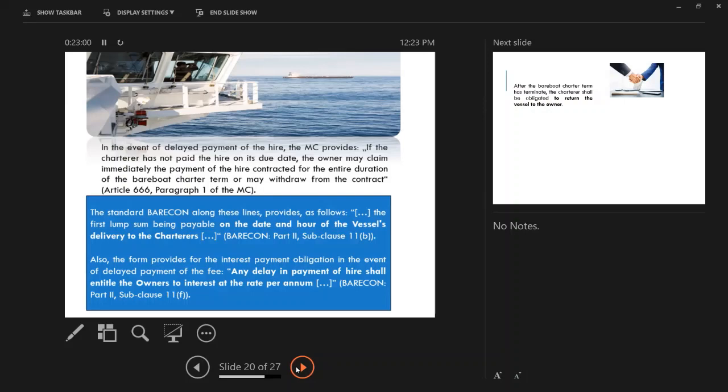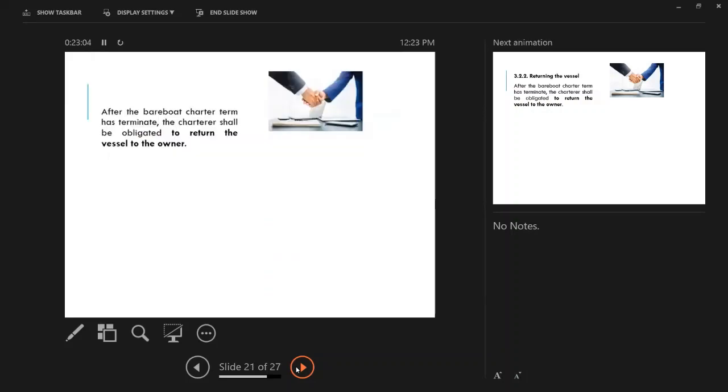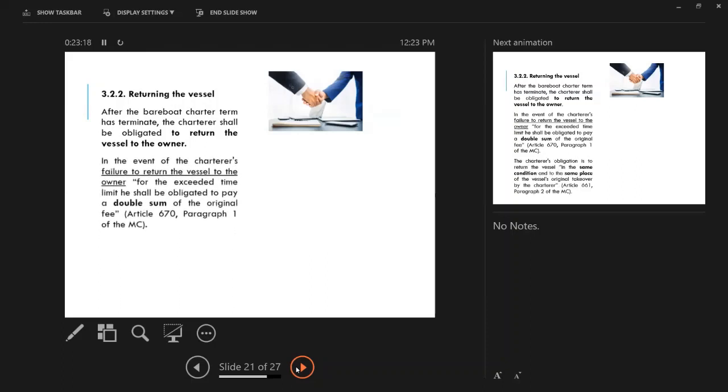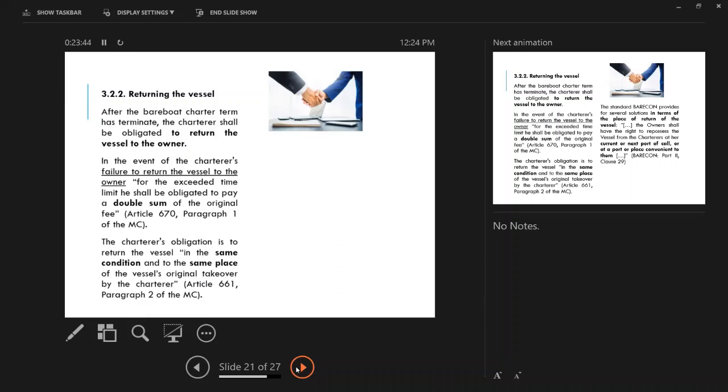Of course, payment of hire is not the only charterer's obligation. After the bareboat charter term has terminated, the charterer shall be obliged to return the vessel to the owner. So I'm talking about redelivery, or returning the vessel. In the event of the charterer's failure to return the vessel to the owner, according to the Maritime Code, for the exceeded time limit he shall be obliged to pay a double sum of the original fee. So our Maritime Code is really strict about this failure of charterers. Plus, the charterer's obligation is to return the vessel, of course, in the same condition and at the same place as the vessel was originally taken over by the charterer.